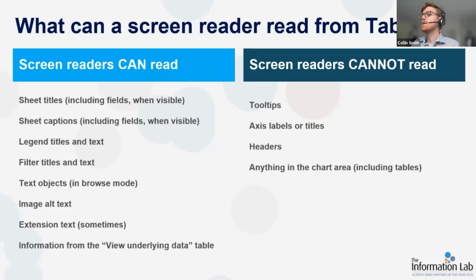Alt text, which we've described before, some extension text can be read, and information from the view underlying data table. Some things that cannot be read: anything in a tooltip, anything in your chart area. That includes axis labels or titles, any headers, or anything in the actual chart area. Even if you're making a table in Tableau, that table cannot be read by a screen reader. Somebody would need to use that view underlying data table.